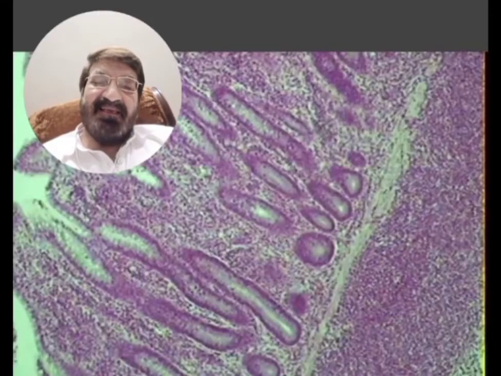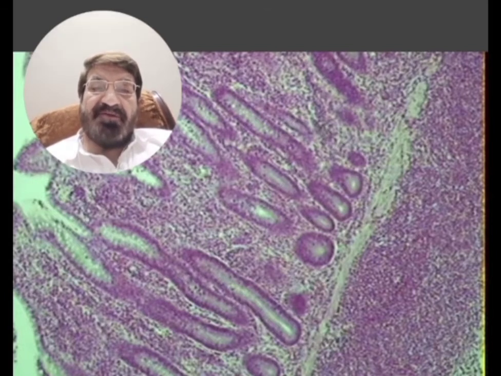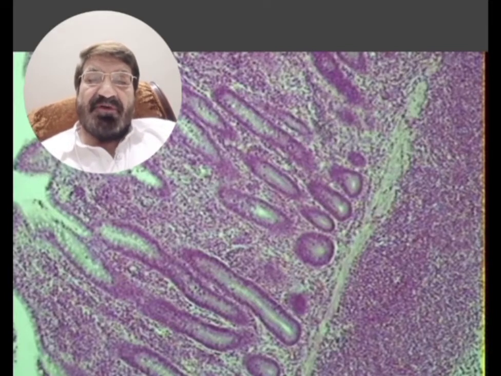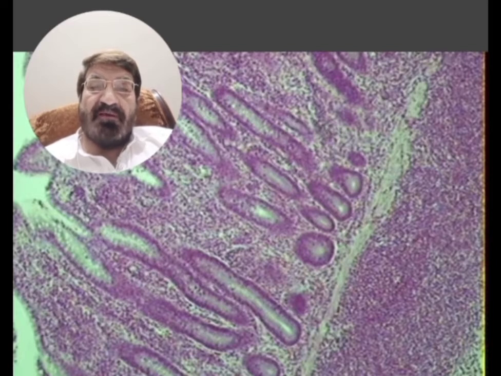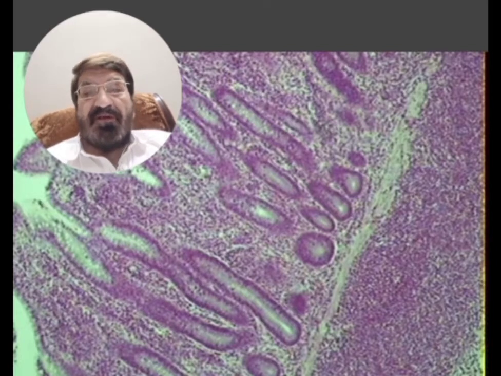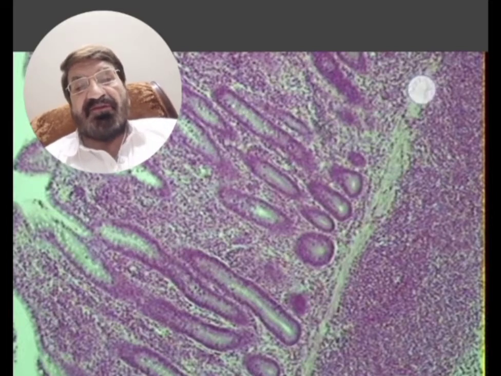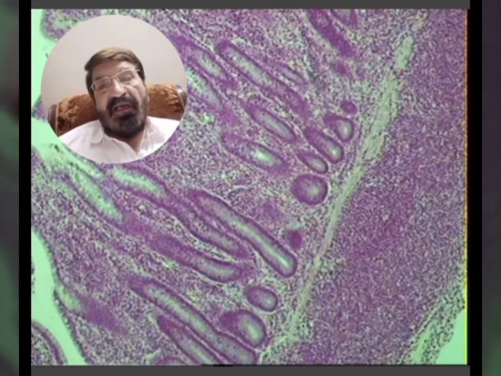This is the ileum, the third part of the small intestine. And in the ileum, the characteristic feature is the presence of Peyer's patches. 70 to 80 lymphatic nodules coalesce, unite together, fuse together to give rise to a big patch of lymphocytes. And these lymphocytes penetrate. This is the slide of the ileum.